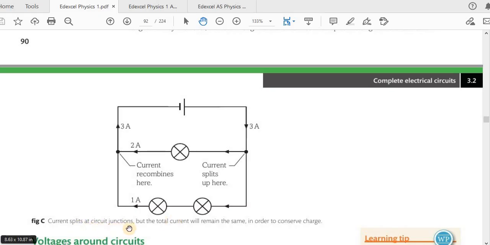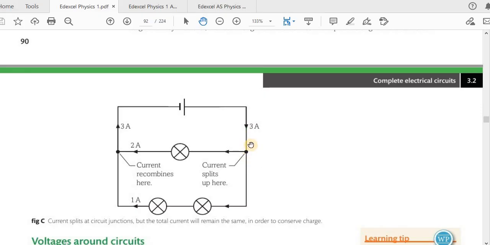Currents split at circuit junctions, but the total current will remain the same in order to conserve charge. Current is charge divided by time. It is the rate of flow of charge. So in a certain period of time you have a certain amount of charge coming this way. Now you can see it's 3 amperes, which is 3 coulombs per second. So 3 coulombs are entering this junction. You can see the black dot indicates the junction.